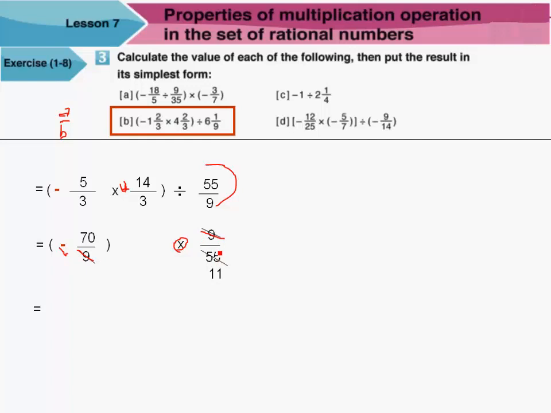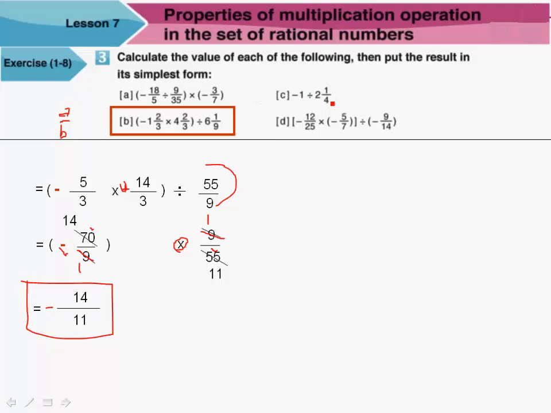This number ends with 5 and this ends with 0, so both can be divided by 5. 55 divided by 5 is equal to 11. And 70 divided by 5 is 14. So this will equal minus times plus is minus, and 14 times 1 is 14, divided by 1 times 11 is 11. And this is the result in the simplest form.